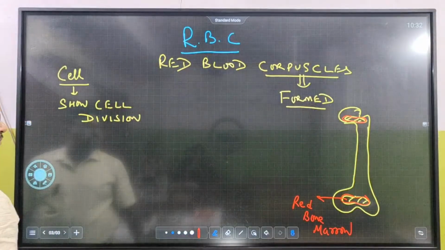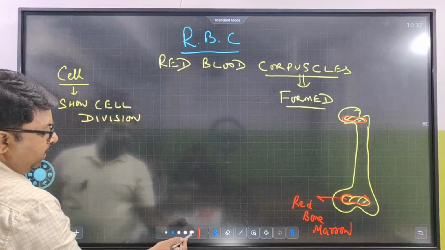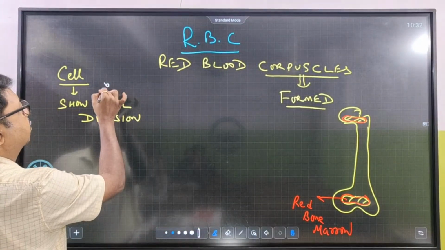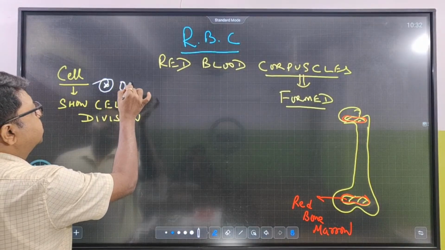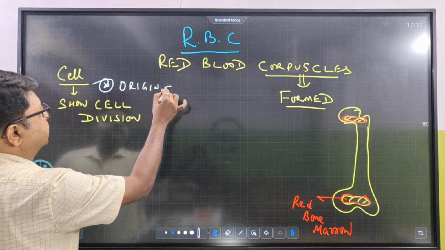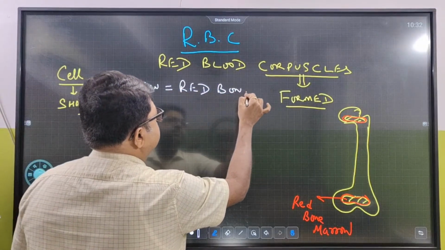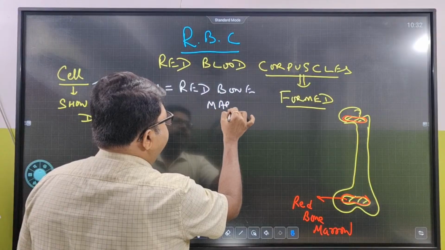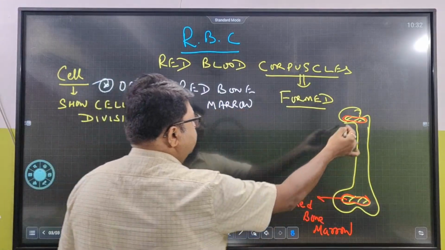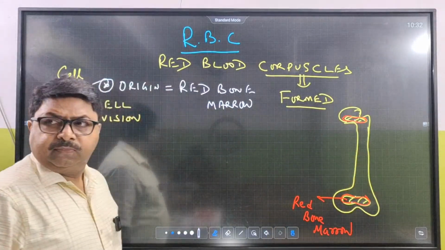Okay? Now, the first point about RBC: what is the origin? Where is the site where they are produced? They are produced inside red bone marrow, present at the two extremities of the bone.